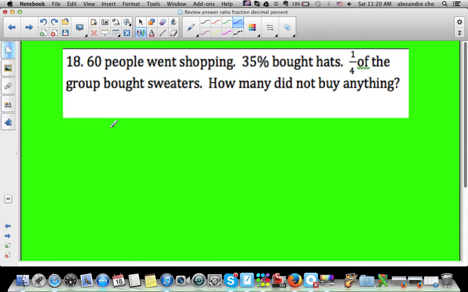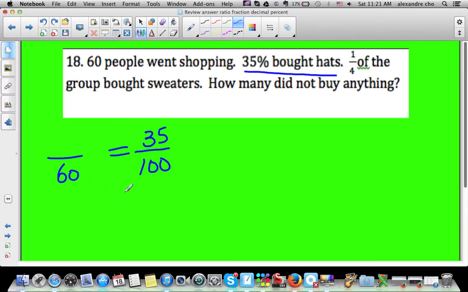18. 60 people went shopping. 35% bought hats. 1/4 of the group bought sweaters. How many did not buy anything? All right, let's start with our first. We have to find out how many people bought hats. So here's our percent proportion. 100% goes on top, and 60 goes at the bottom, because the total is 60 people and we want to know how many of them bought hats.